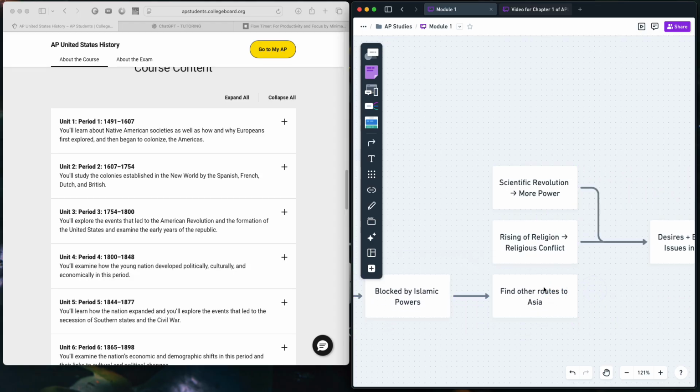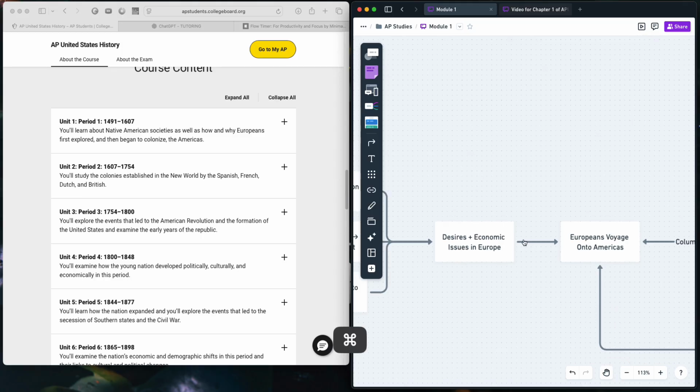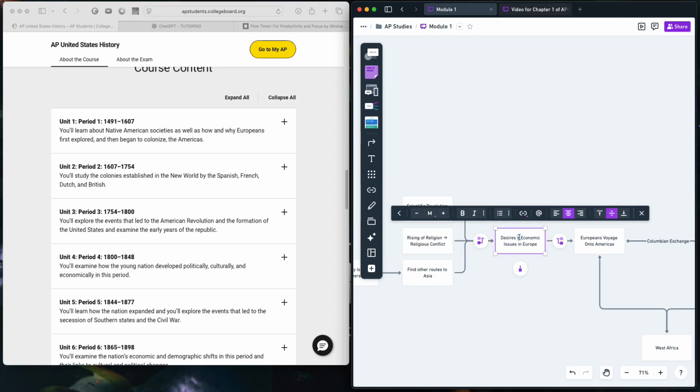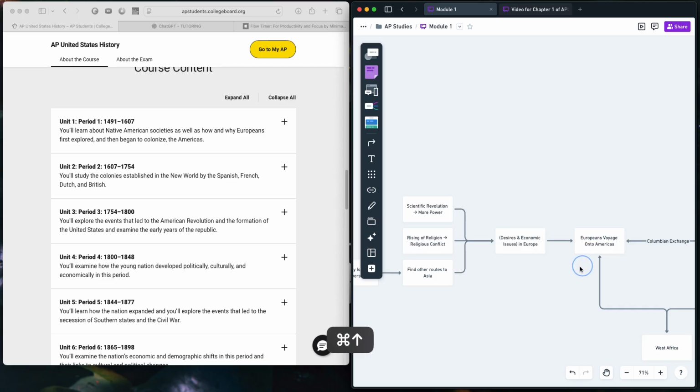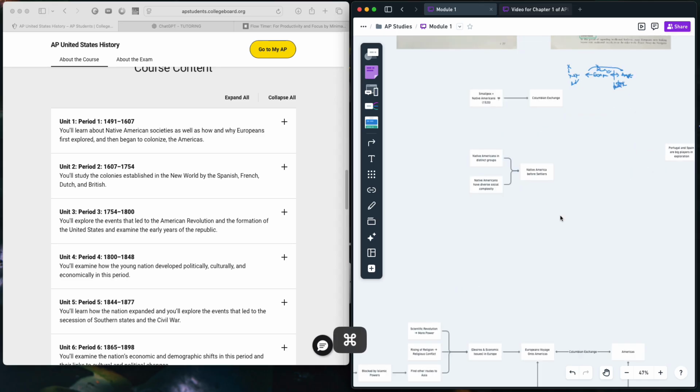So let's see. And then we have that, and these three add into desires for economic issues in Europe, desires and economic, and let me just do "and." Sometimes I like using the plus, but I'm going to use "and" right now, like this. All right. And then what I'm going to do is take this.